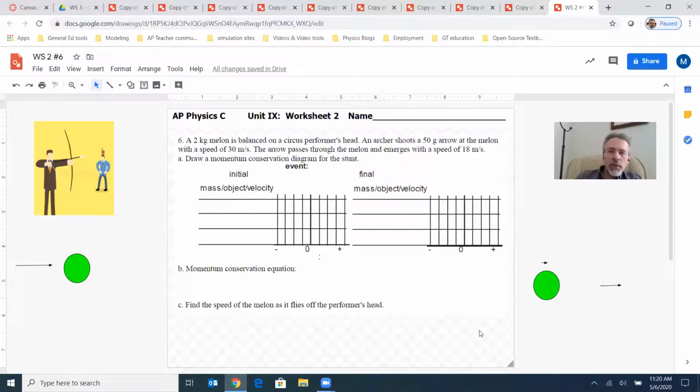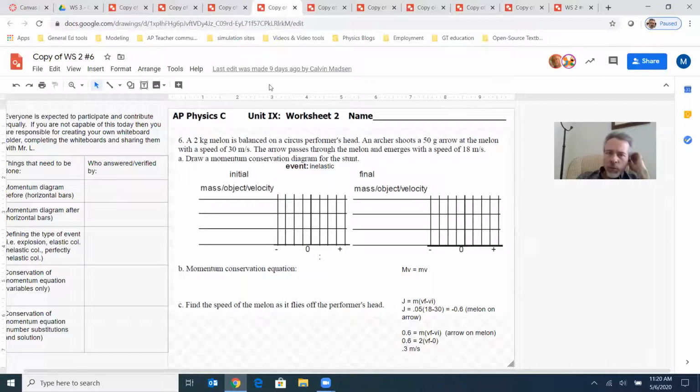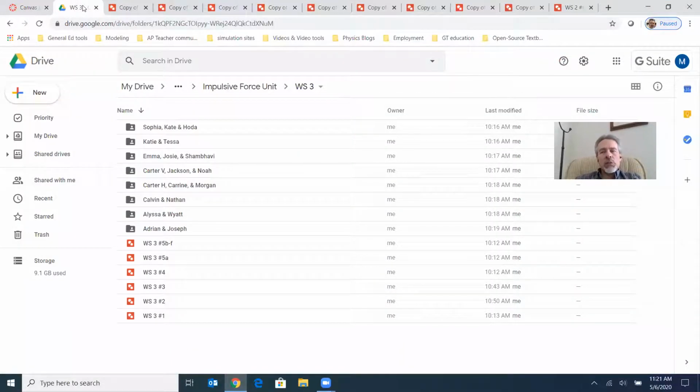Yeah, nice. Okay, so I'm going to pick somebody at random here. Hopefully I'm not picking the same people. I think I already did that group, so sorry about that. All right, conservation of momentum. So the initial momentum is equal to the final momentum, and they got an answer of 0.3 meters per second. It's a good idea to keep putting directions in. That would be 0.3 meters per second in the same direction as the arrow is moving. Good. Any questions? Okay, now we're going to move to worksheet 3, and I just shared that with you this morning.